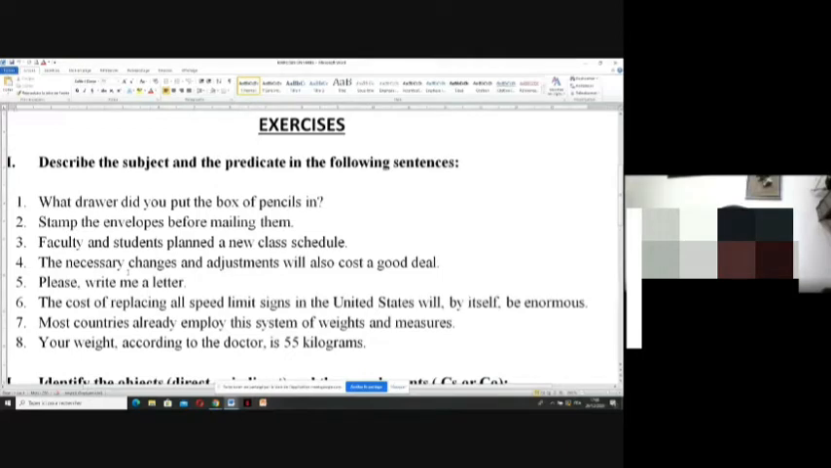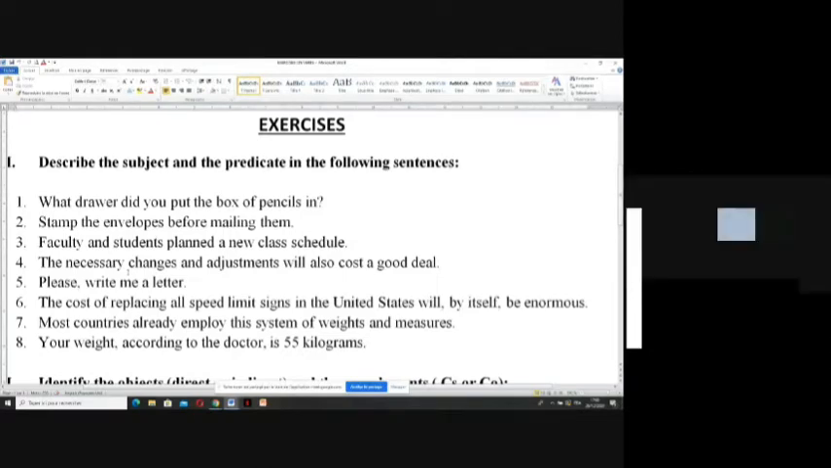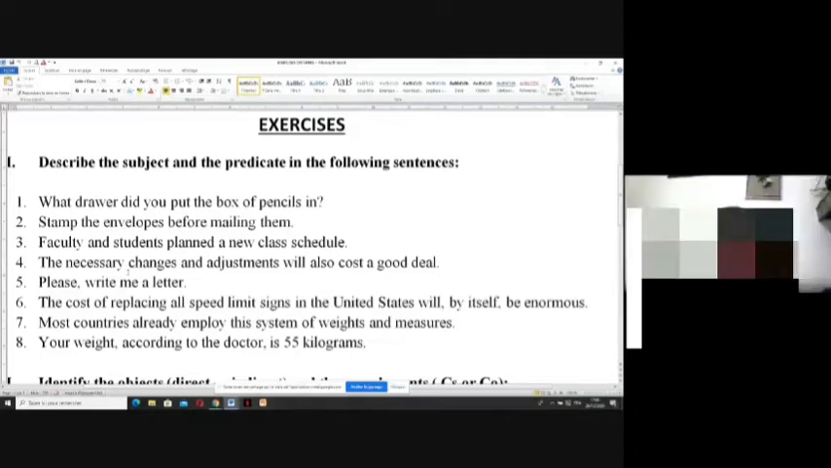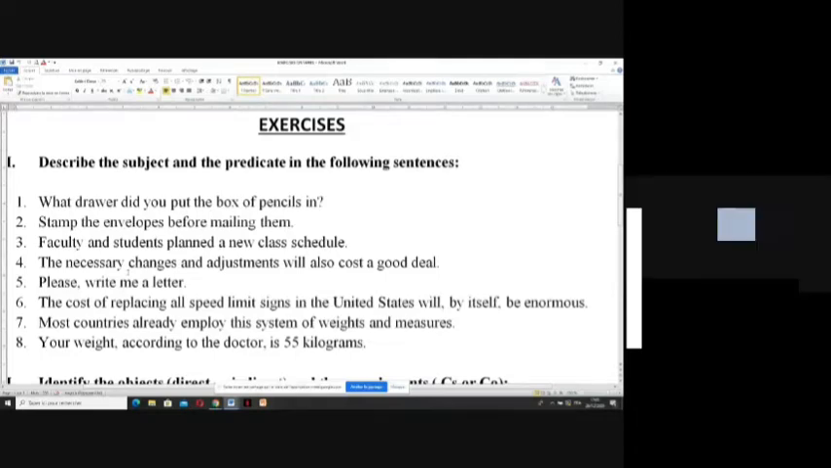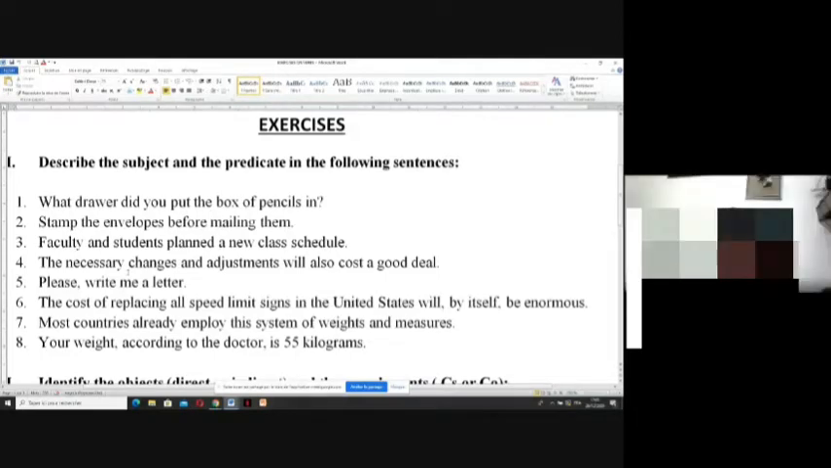Number 6. Anyone else? The cost of replacing all speed limit signs in the United States will by itself be enormous. The subject is the cost of replacing all speed limit signs in the United States. And the predicate is will by itself be enormous. Okay, thank you. That's good.